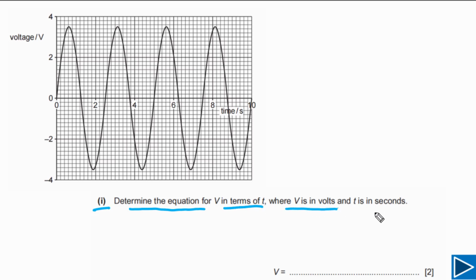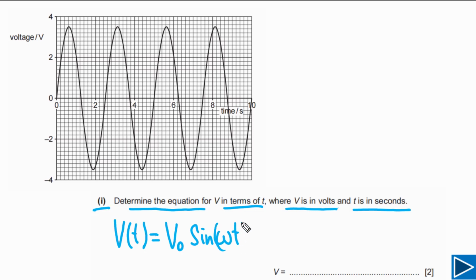where V is in volts and T is in seconds. So if you look at this graph, this is a sine graph. So we can write down the equation for the sine graph. V as a function of time will be equal to V naught, meaning the maximum value of V, times sine of omega t. Now we need to plug in values of V naught and omega.